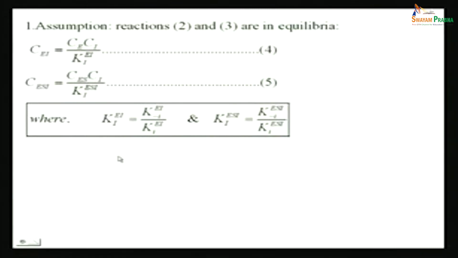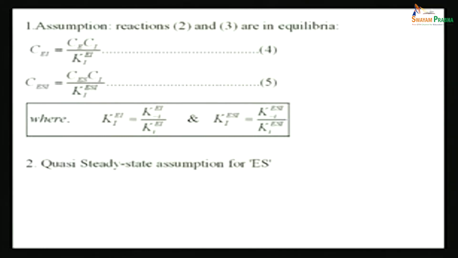So equation 5, as you see in equation 4, we have been able to already accomplish what we wanted, which is express CEI in terms of CE and CI. Now in equation 5, we still want to express CES in terms of the CE and CS. How do we do that? By using the quasi steady state for CS, right?